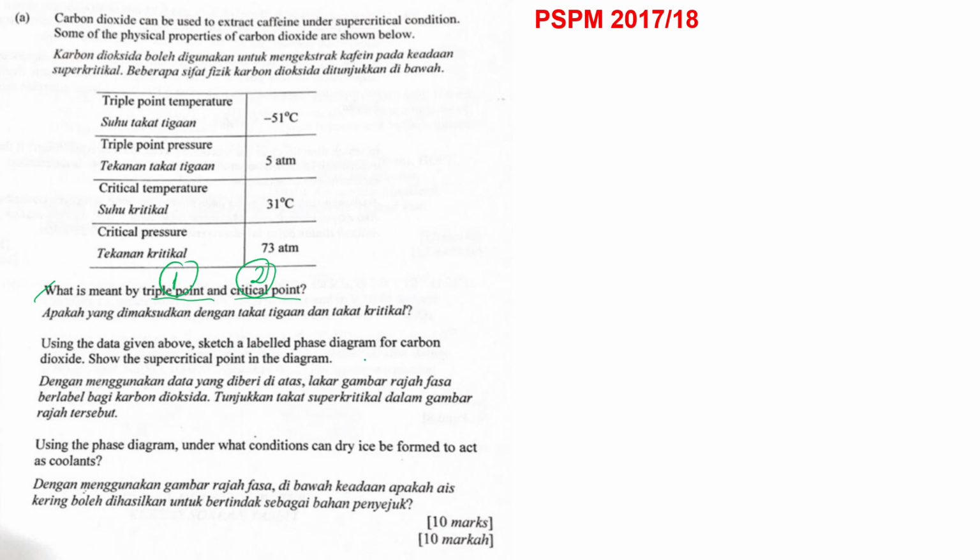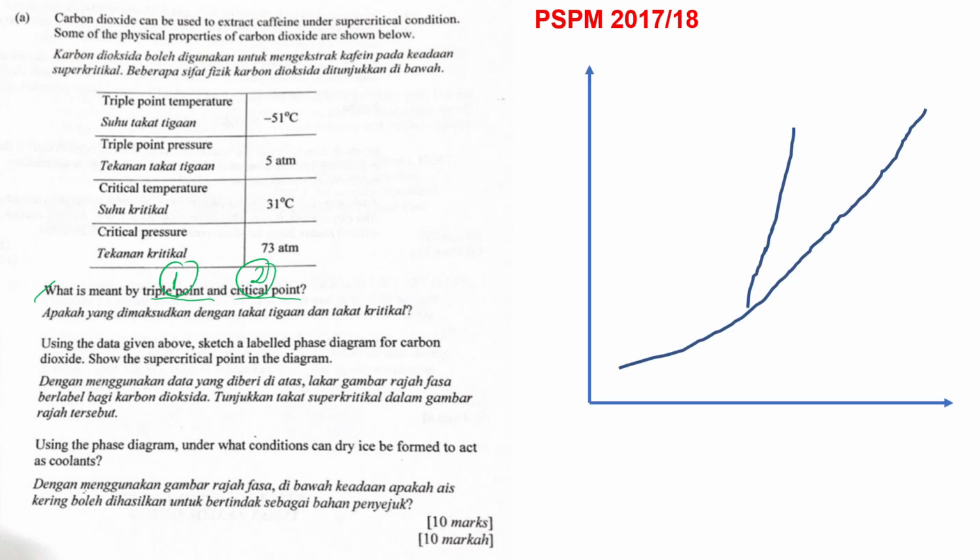The third one: using the data given, the 4 points, sketch a labelled phase diagram for carbon dioxide and show the supercritical point. We know that for the phase diagram of carbon dioxide and other substances, the solid-liquid line has a positive slope. So this is pressure in atm, and this is temperature in degrees Celsius.